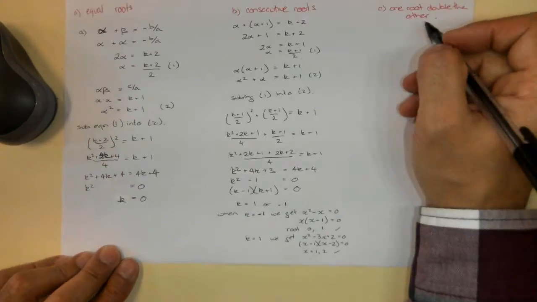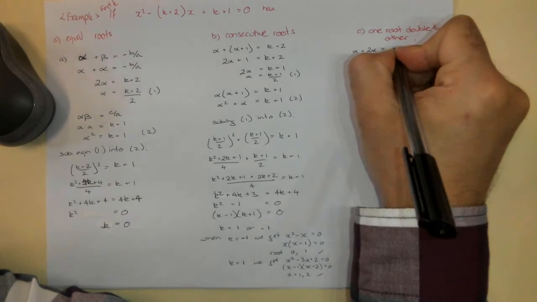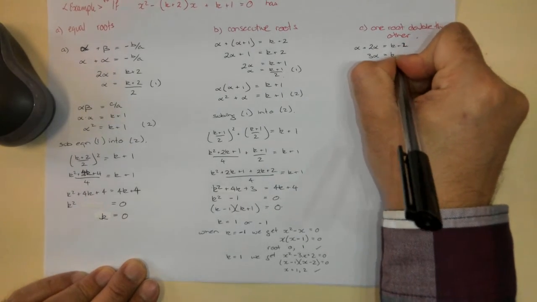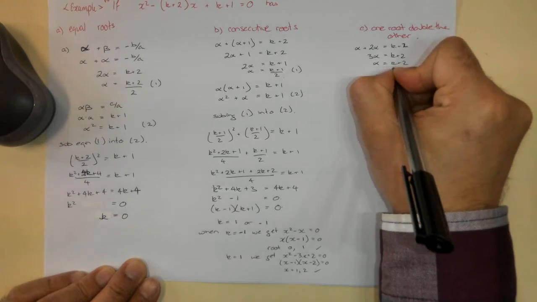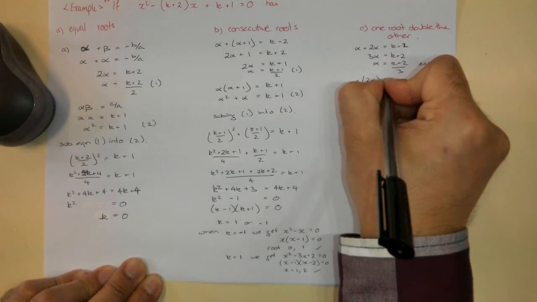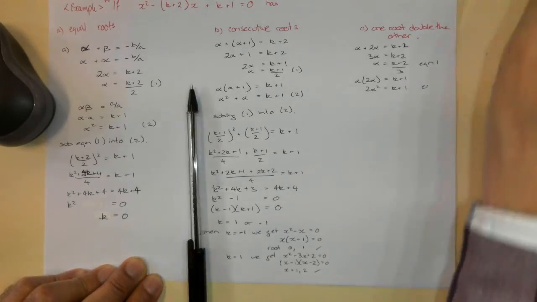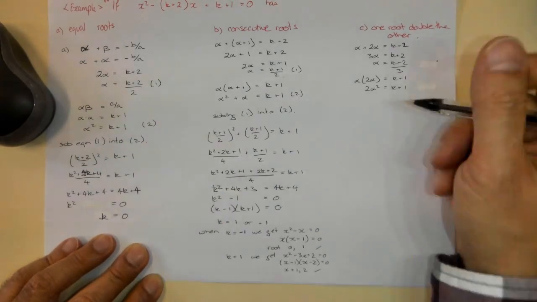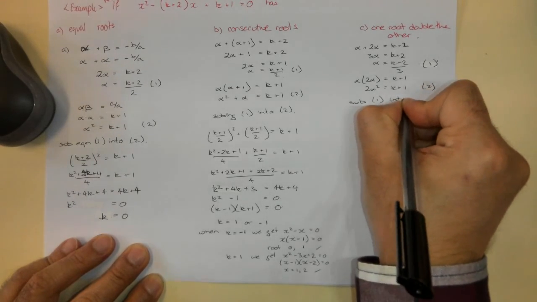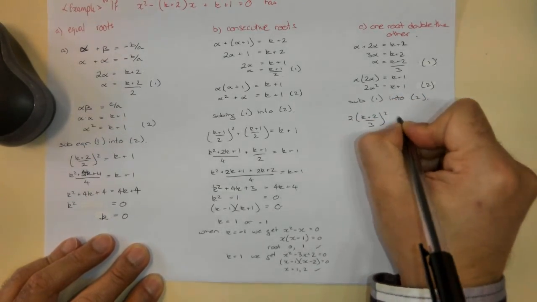All right. Part C. One root is double the other. So really, we've got alpha plus 2 alpha equals k plus 2. So 3 alpha equals k plus 2. So alpha equals k plus 2 on 3. Equation 1. So alpha times 2 alpha is k plus 1. So that's 2 alpha squared equals k plus 1. Now sub 1 into 2, which will give us 2 lots of k plus 2 on 3 all squared equals k plus 1.